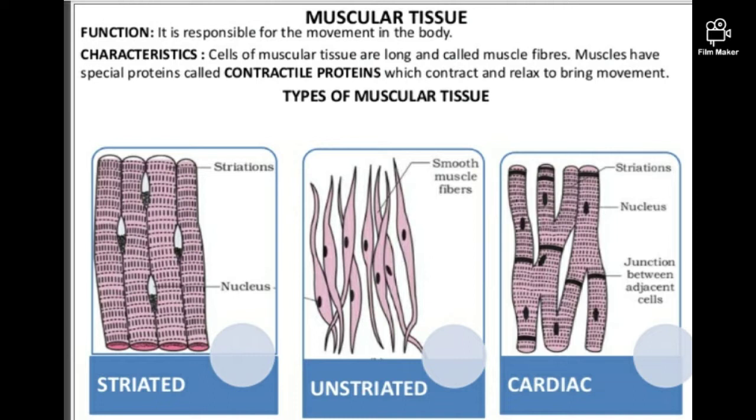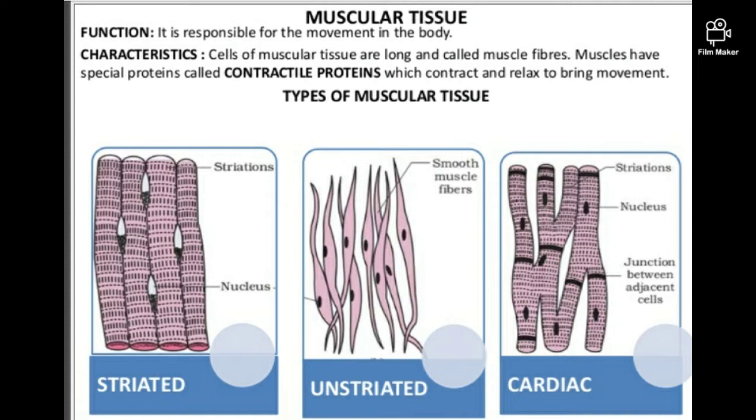And the main characteristic of muscular tissue is the muscular fiber. So, muscle fibers are actually the muscle cells. We don't call them cells, we call them fibers because they are elongated. So, they have a special protein called contractile protein which help in the movement because of the contraction and relaxation. There are three types of muscular tissues: striated, unstriated, and cardiac muscles.